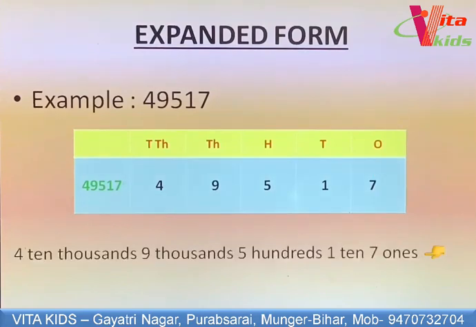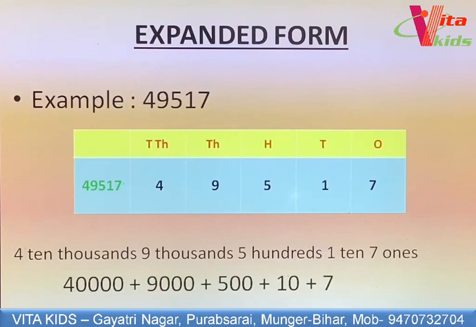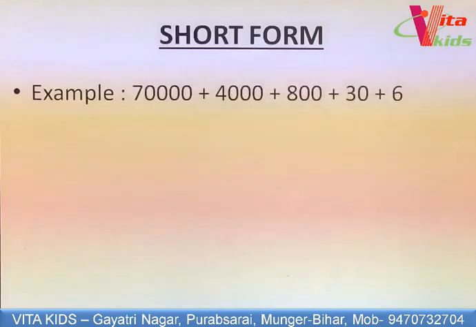This is in words. Now when we write it in figures, that gives us the expanded form. That is 40,000 plus 9,000 plus 500 plus 10 plus 7. Now these two steps you don't have to write when you do it in the copy. You are given a number, you will straight away write the expanded form. These two steps were for your understanding. Okay, short form. Short form is just the reverse of the expanded form.